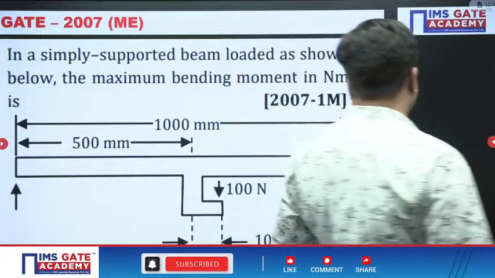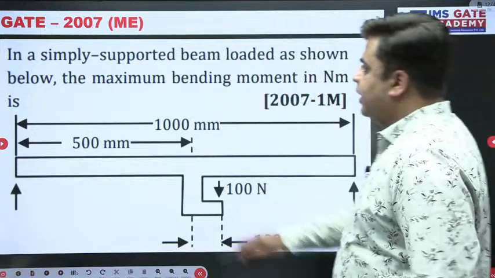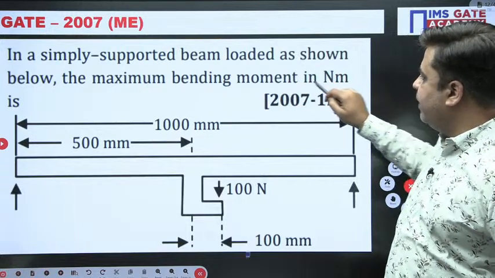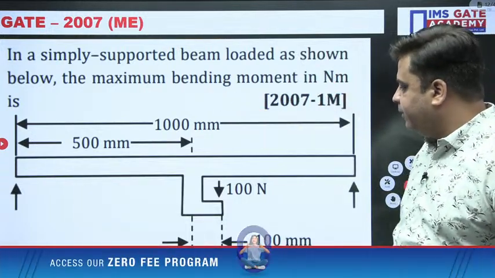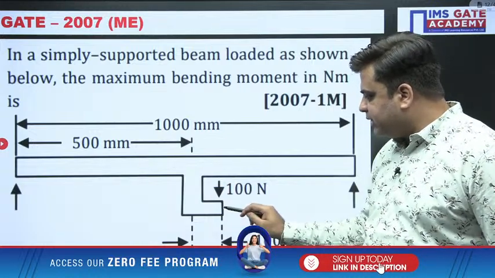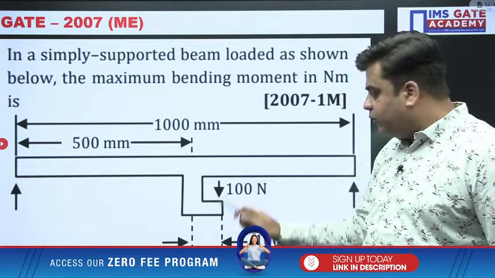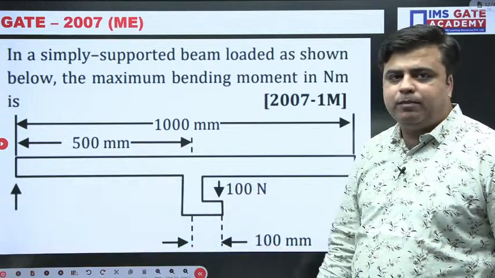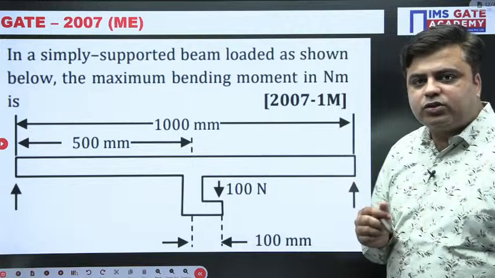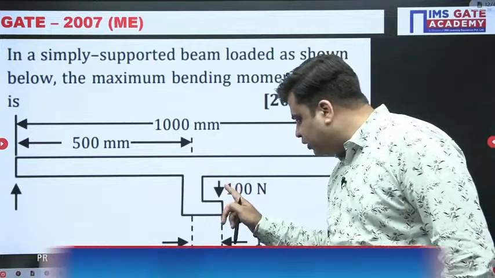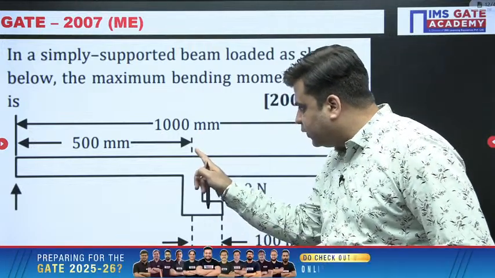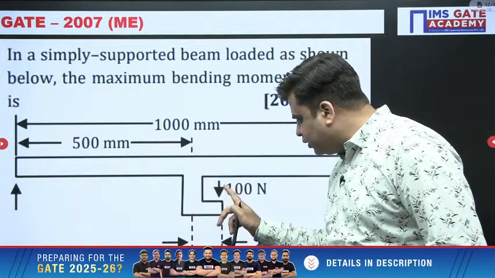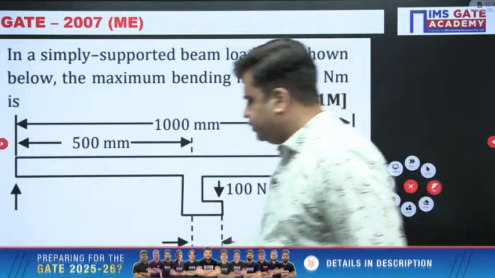What is this next question saying? The next question says that in a simply supported beam loaded as shown below, the maximum bending moment in Newton meter will be. So here you have a clamp which is attached over this beam, and with that clamp a load of 100 Newton is acting over the beam. Why I have included this question here is because this load first needs to be transferred at this point. You have to remove the clamp and you have to transfer this load from this point to this point.